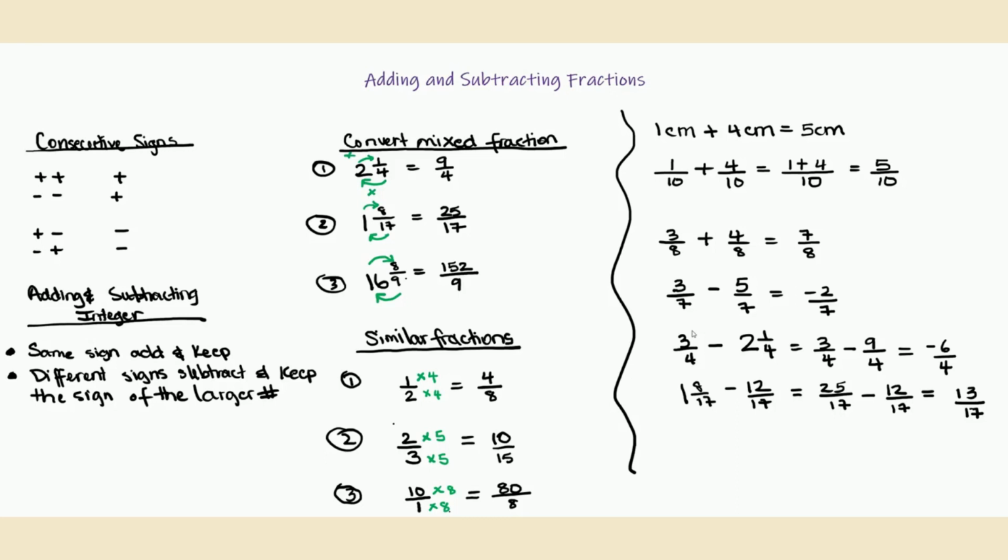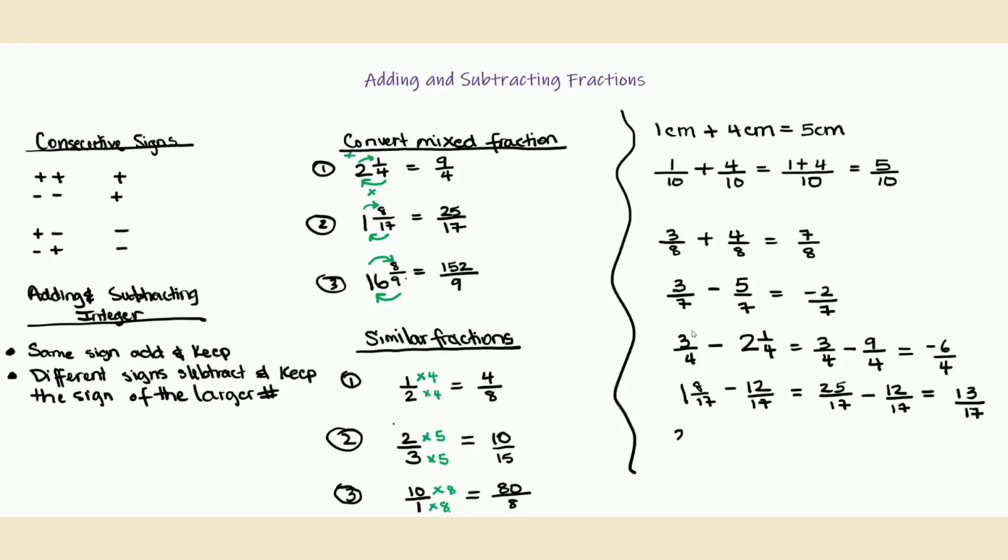Now, of course, it works a little bit differently if your units are different. You do not add 1 centimeter with 4 miles. Those two don't really go together. So you would have to change one to have the same unit as the other in order to add them or subtract them. So let's do an example of that.